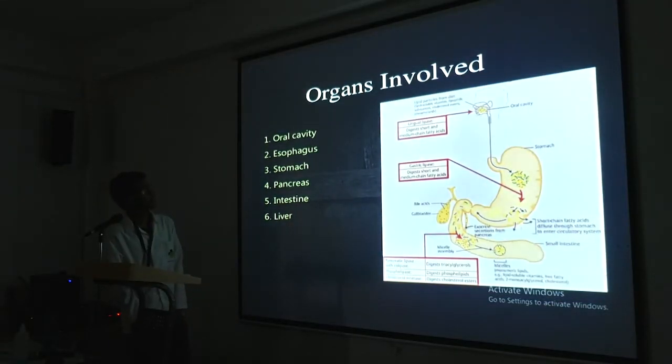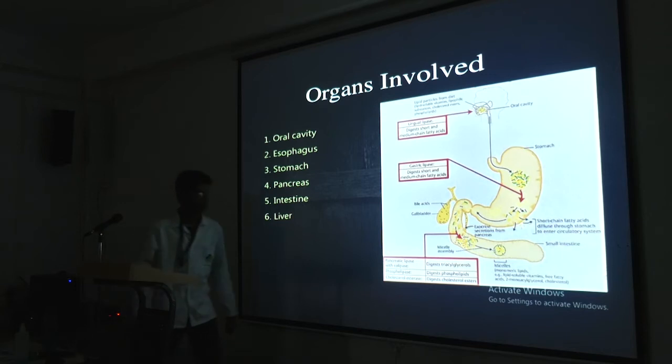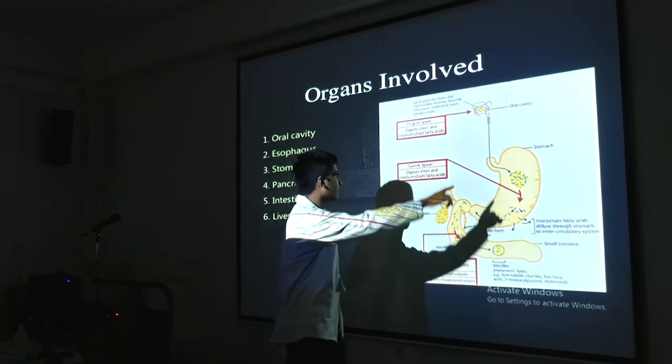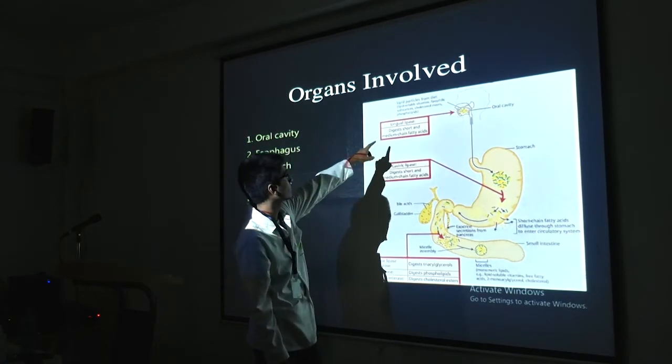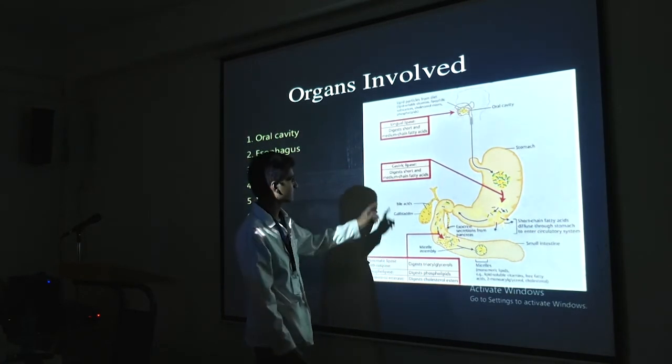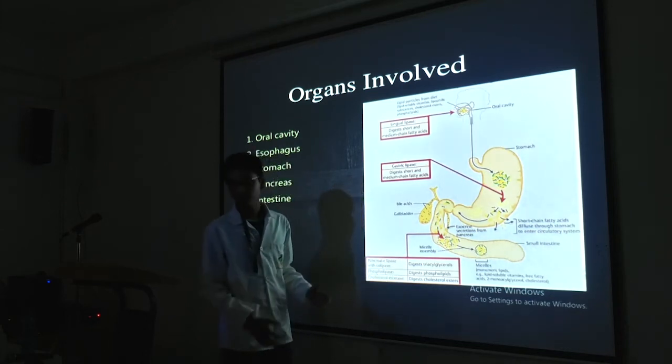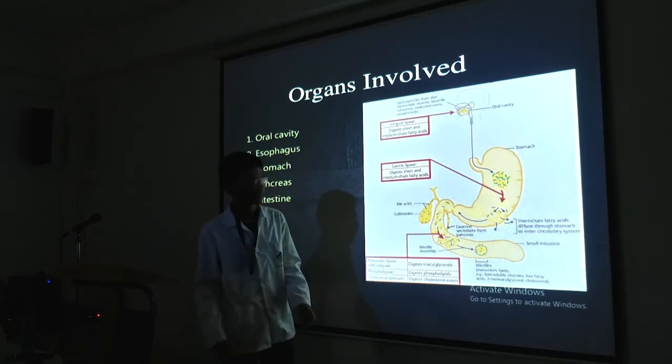Going to the next, what are the organs involved in lipid digestion? The oral cavity, esophagus, stomach, pancreas, intestine, and liver. In the oral cavity there is no action. This is the stomach diagram, this is the fundus part, and these are the enzymes: gastric lipase, bile acid, gallbladder. These are the organs involved in the digestion of lipid. In the next step, we will be seeing.